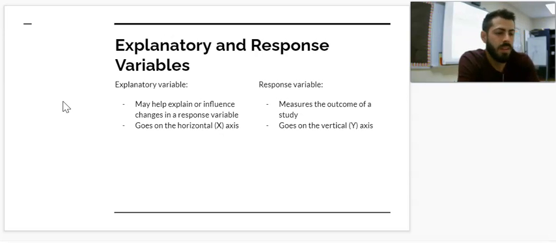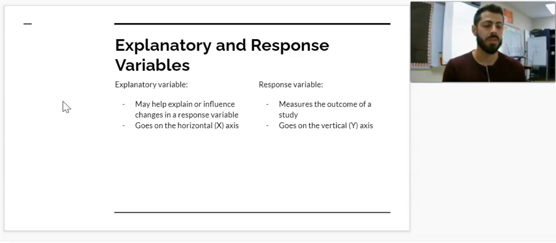All right, so what is the difference between an explanatory and a response variable? When we say an explanatory variable, we're talking about what is traditionally the x variable, right? It's the horizontal axis variable. It may help explain or influence changes in a response variable, and we are going to put it on the horizontal axis, right? So it is the variable that we are arguing has an effect on a different variable.